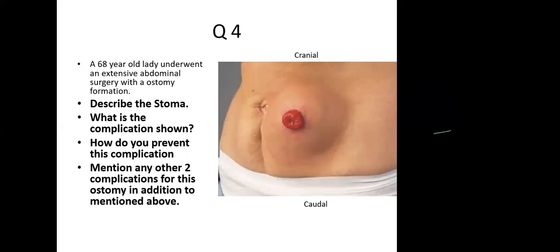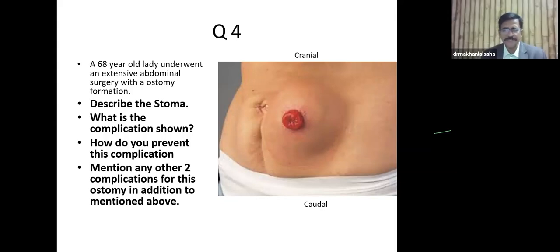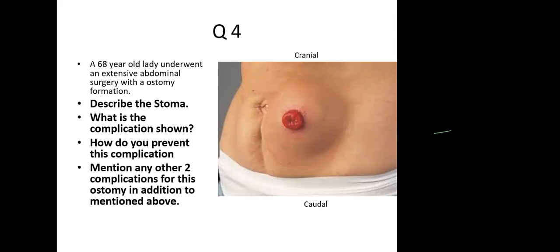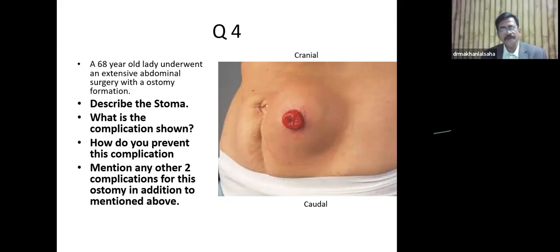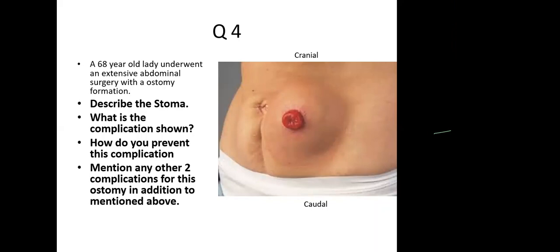Can you divide the complications into early and late? Yes, sir. There can be early complications and late complications. Early complications: there can be bowel necrosis, narrowing of the lumen. More important, in the immediate postop period, you come across it and next morning you find something is wrong. Necrosis is one. What else? Retraction. If it's not done properly, or if you make a very wide stoma, it may prolapse. These are all immediate complications which can happen in the first or second post-op day. And you may have bleeding. If you have not managed the vessel properly, there might be bleeding at the stomal site.